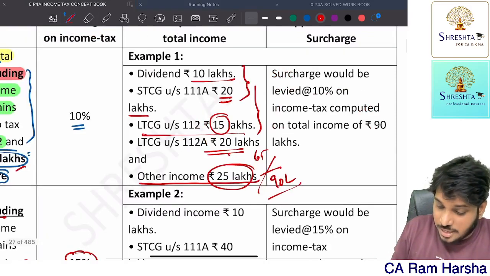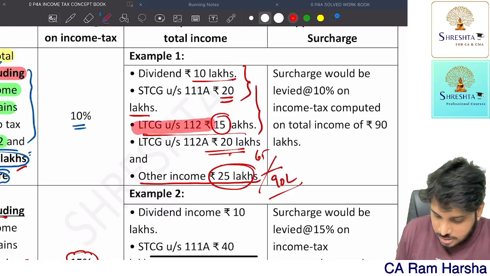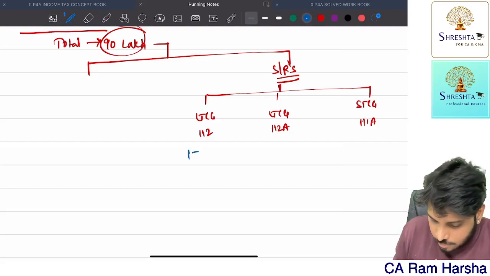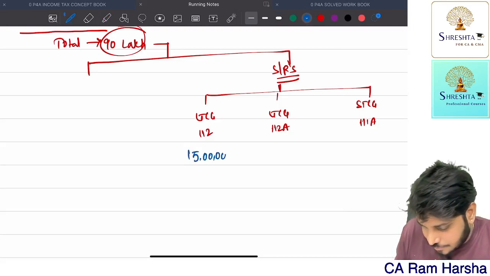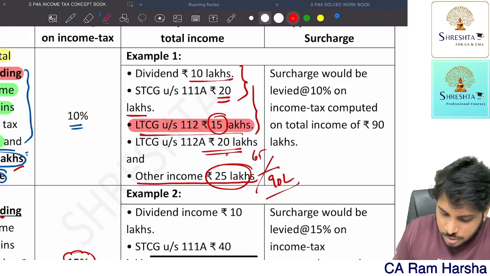What is the total? What is the long-term capital gain? The long-term capital gain 112 is 15 lakh. Okay, how much it is? 15 lakhs. Okay, long-term capital gain 112A is how much? 20 lakh.